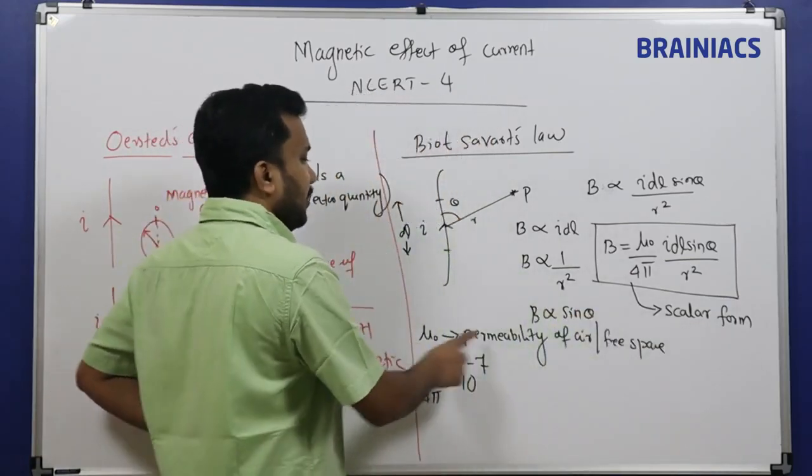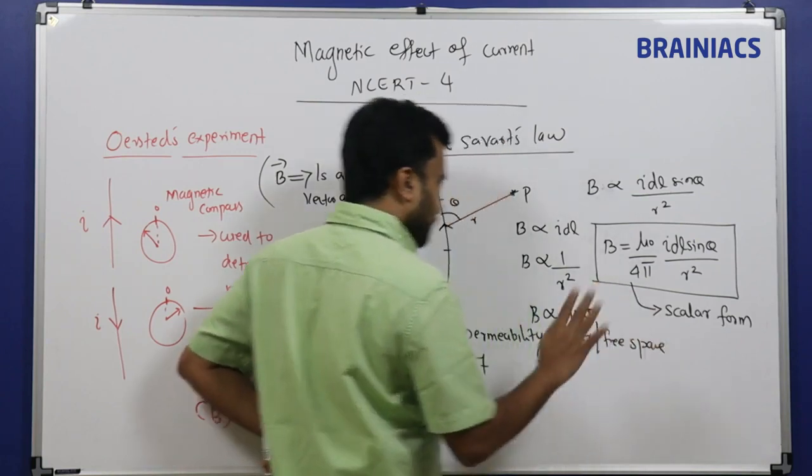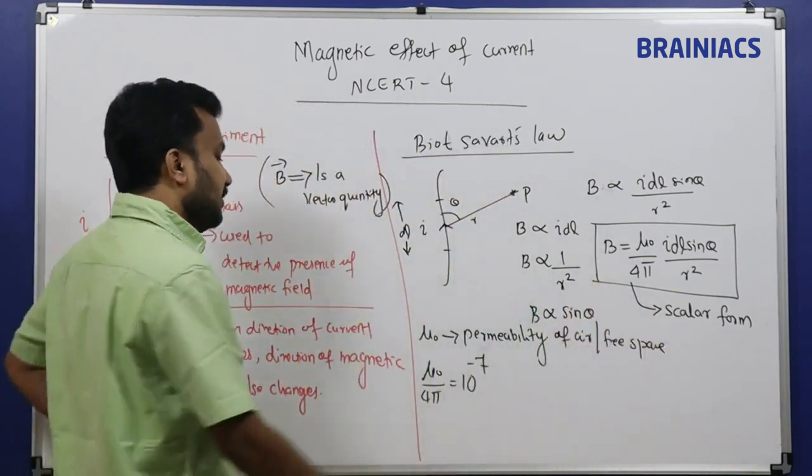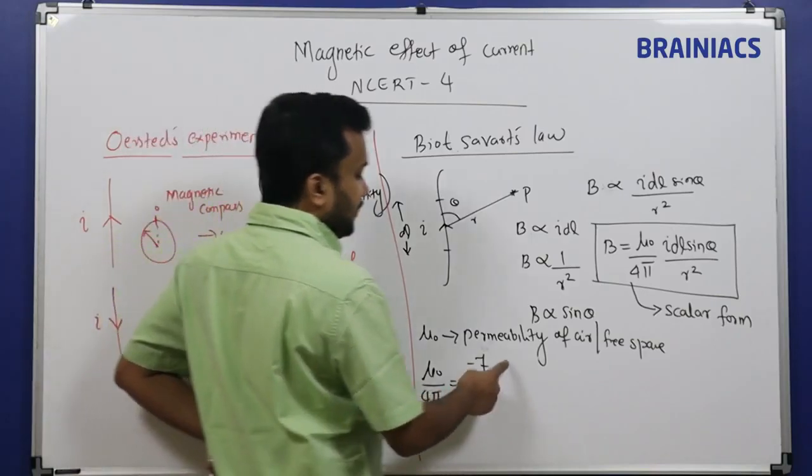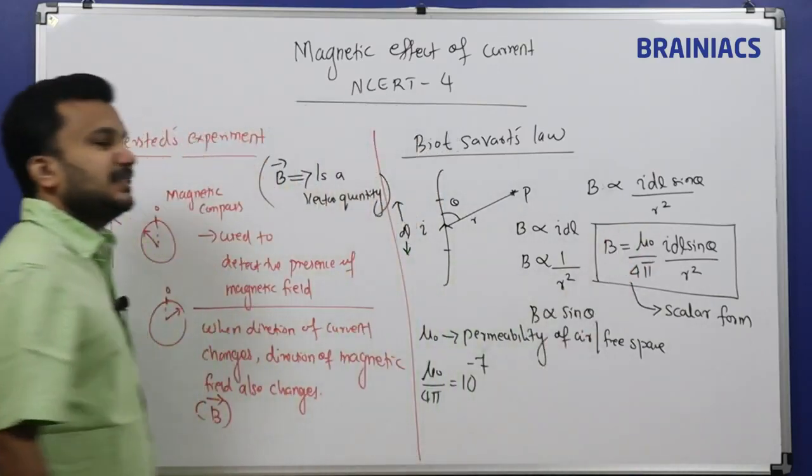And mu 0 is called the permeability of air in free space. Air is also called free space. Mu 0 by 4 pi, the value is 10 power minus 7. Mu 0 is called permeability.